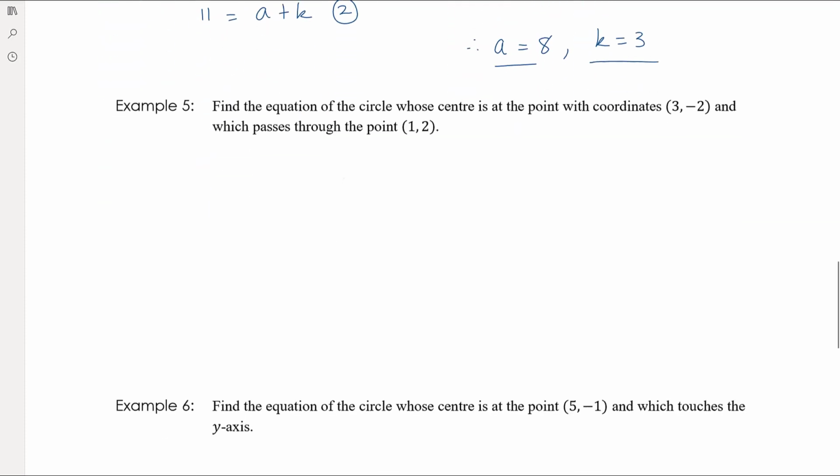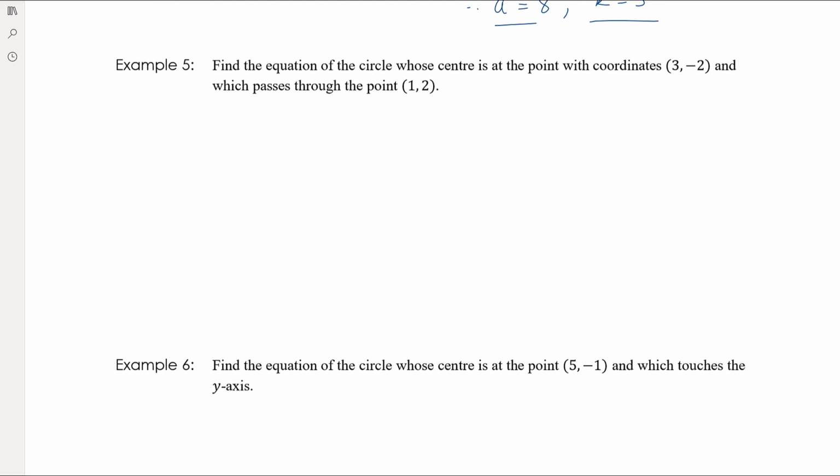Alright, example 5. Find the equation of the circle whose centre is at the point with coordinates 3, -2, and which passes through the point 1, 2. Okay, let's draw ourselves a rough sketch here to see what we've got going on. So 3, -2 and 1, 2.